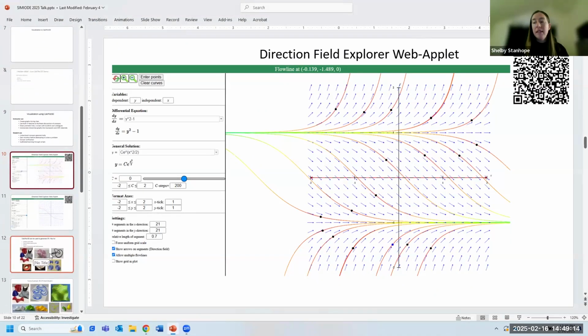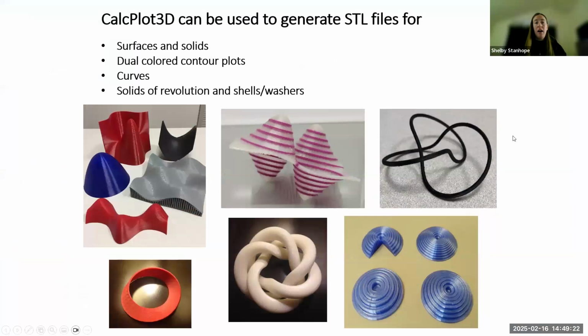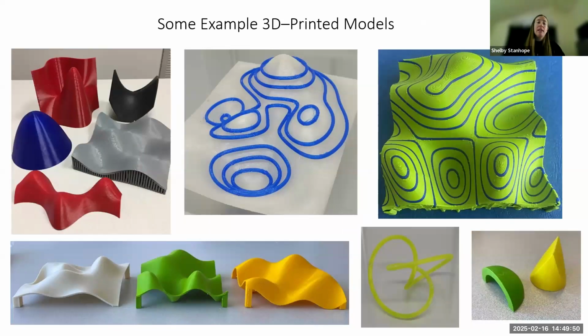Okay, so I'll spend the rest of the time in this talk speaking about 3D printing. CalcPlot3D can be used to generate the STL files, which I mentioned before, the magical necessary files for 3D printing. It can create the STL files for surfaces, solids. It can make dual colored contour plots, curves, and surfaces of revolutions, which may be particularly interesting for those teaching what is often covered in a Calc 2 course. So here are some examples of the things I've printed in recent years in my class.